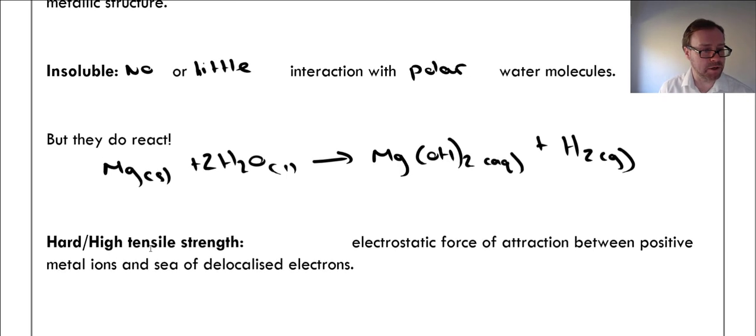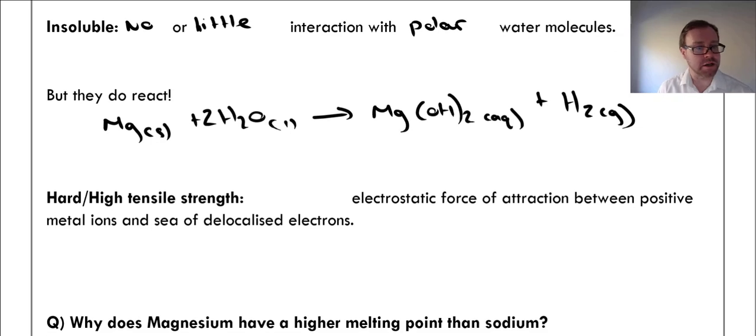Okay, moving on. So it's hard, with high tensile strength, and that's because, now I'm just going to use my definition again, and I'm going to stick strong in front of it. So strong electrostatic force of attraction between positive metal ions and a sea of delocalized electrons.